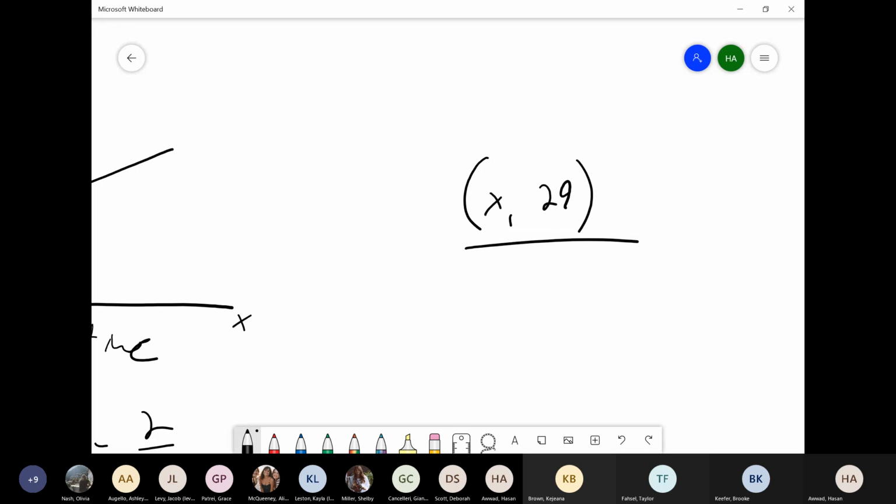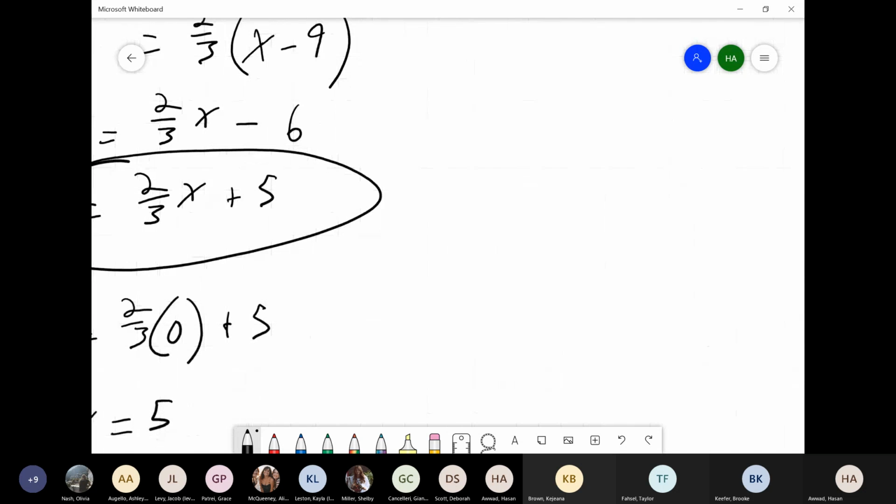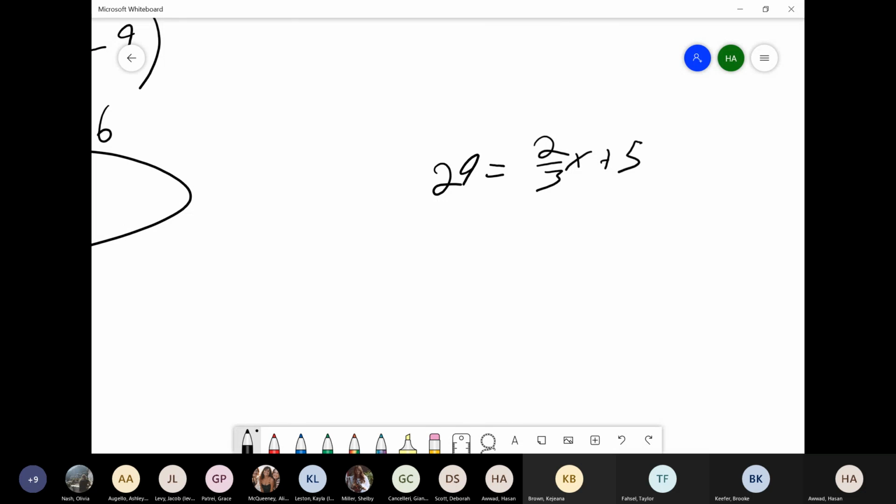So to find that x component, all you're doing is plugging 29 into the y in your equation. And once you have that, you're solving for x. Because whatever your input, if you could solve for your input, we know what the output is. The output is 29. So just figure out what the input was originally. So again, we have 29 now instead of y, is equal to 2/3 x plus 5. And now we just solve for x. So solving for x, we first subtract 5 over. So minus 5 on both sides.